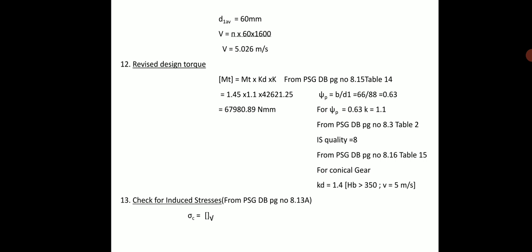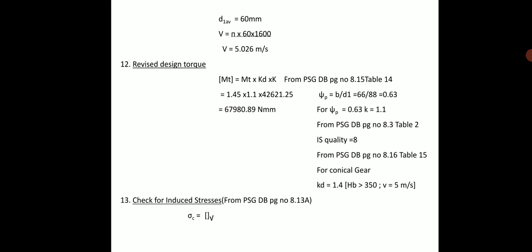Then face width. From the PSG data book, we are getting two values for the face width. We are taking the bigger value, therefore b is equal to 38 mm. The pitch line velocity is equal to pi d av into n1 divided by 60 into 1000. We have formulas for d av. Substituting the values, we are getting d av is equal to 60 mm, and substituting in the velocity formula, we are getting velocity is equal to 5.026 meter per second.